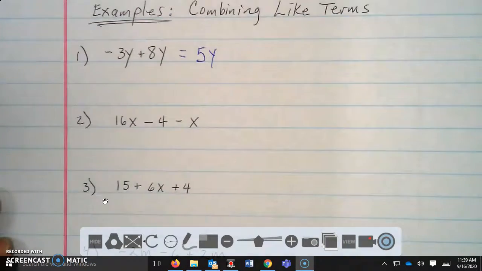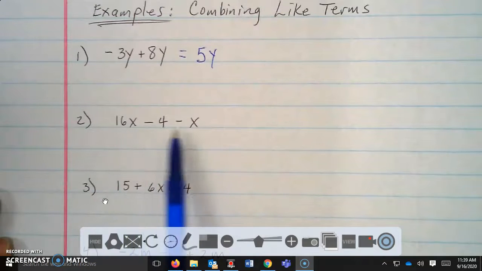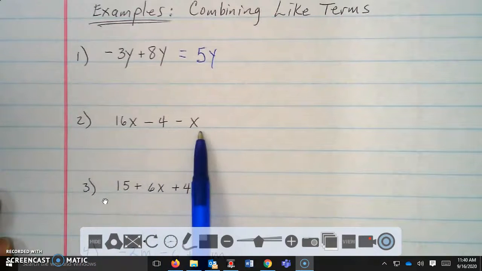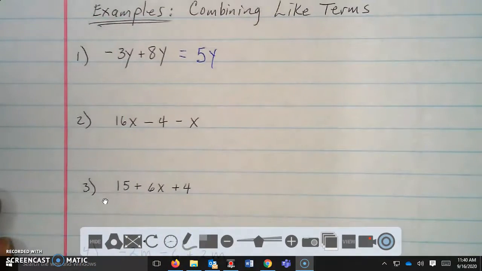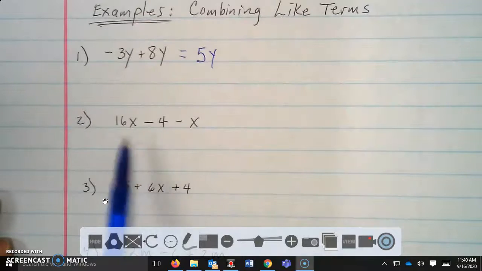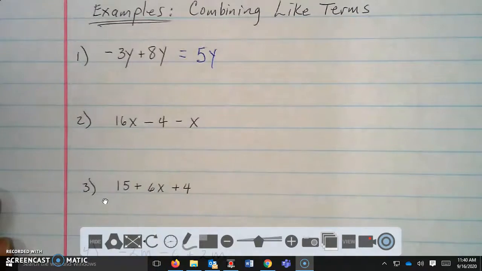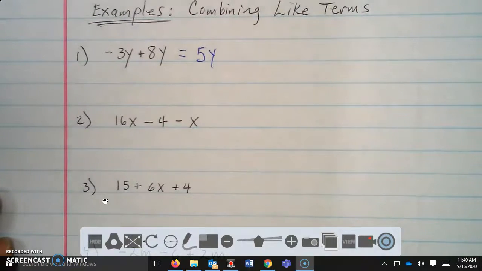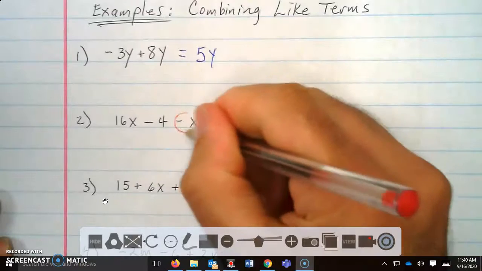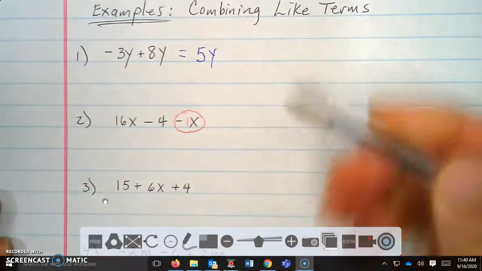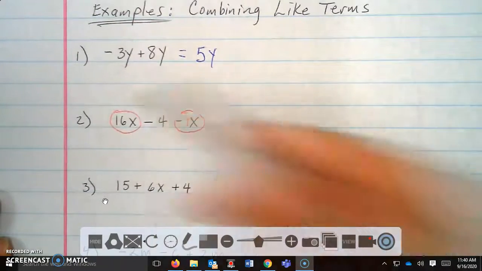Now scan it. I see an x term, a number, and an x term. Well, what do you think you're allowed to add here? Hopefully you don't say everything. Well, you're not, and I don't think anyone said that. You can add your x terms. Now, before you do, watch what I'm going to do. Let me get my awesome red pen here. Look on the left. That's negative 1x, and positive 16.